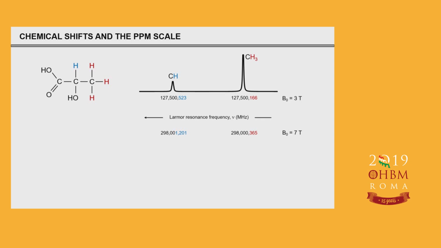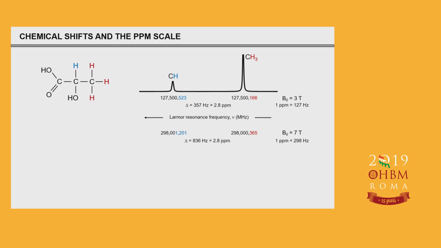Now, let's have a look what that means. At 3 Tesla, the Larmor frequency is 127 megahertz. 1 part per million, therefore, is 127 hertz. If you look at the frequency difference between these 2 peaks, at 3 Tesla, it is 357 hertz, and that therefore corresponds to 2.8 ppm. At 7 Tesla, the delta is 836 hertz, but that also corresponds to 2.8 ppm because the number of hertz in the ppm is higher at 7 Tesla. So now the frequency difference between the 2 peaks is identical at both fields when you express it in ppm.